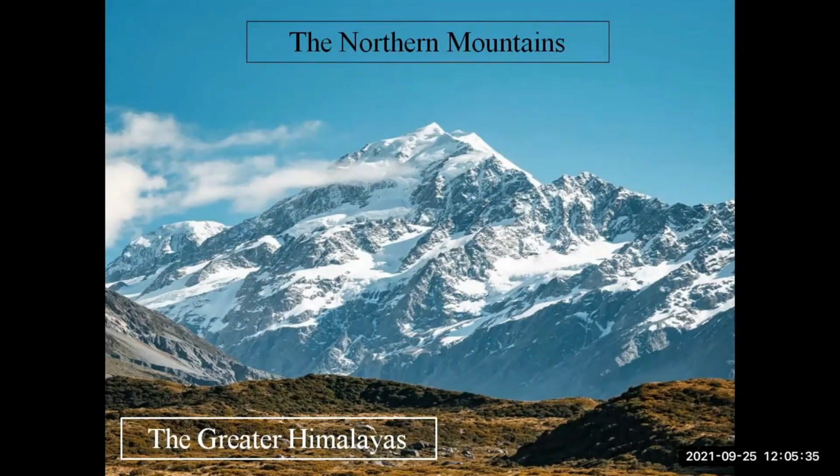And the next one is the Lesser or Middle Himalayas. It lies to the south of the Greater Himalayas, and their average height ranges between 3,600 meters and 4,500 meters. And in this region, you will find hill stations like Simla and Darjeeling. The next one is the outer Himalayas or the Sivaliks. It forms the lowest range with an average height of 900 meters to 1,500 meters.